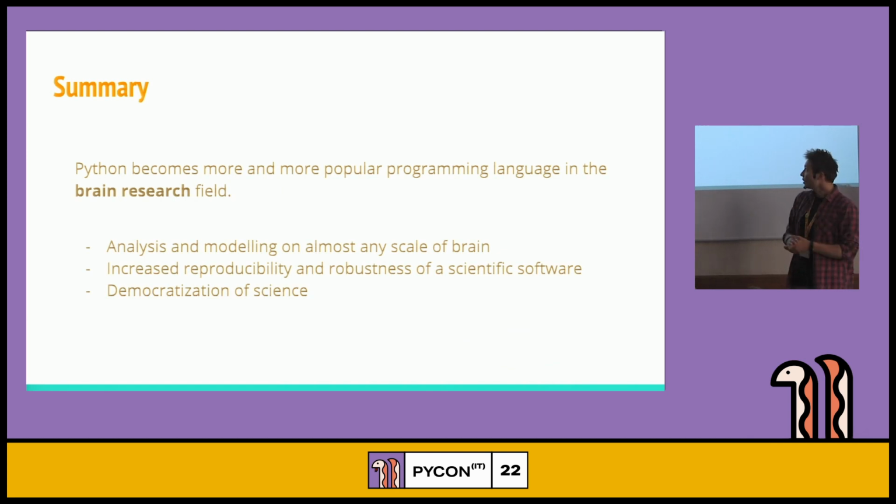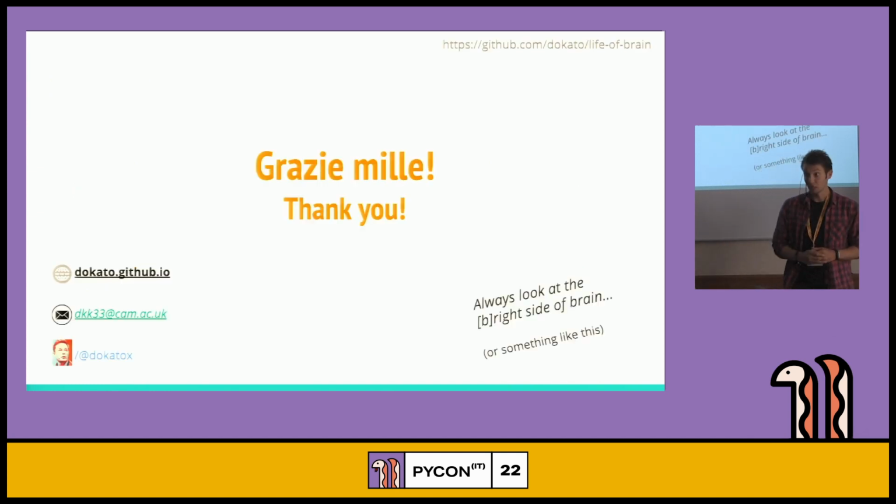To sum up, I want to highlight that Python is becoming a more and more popular programming language in brain research. And as I showed you, you can analyze and model many different scales of the brain. I think this is good because it contributes to increased reproducibility and robustness of scientific software, and hopefully it is a step towards the democratization of science. With that, I would like to thank you all for your attention, and I would be more than happy to answer your questions. Thank you.